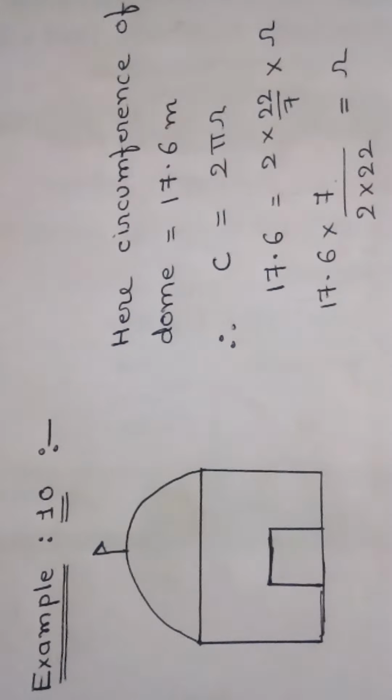Now this is very important. What is the circumference of the base of the dome? If you see here, I have taken one shape which looks like a dome, hemispherical in shape. Circumference of the base of the dome means this circle is the base of the dome. As it is circular in shape, this part is given to us as 17.6.